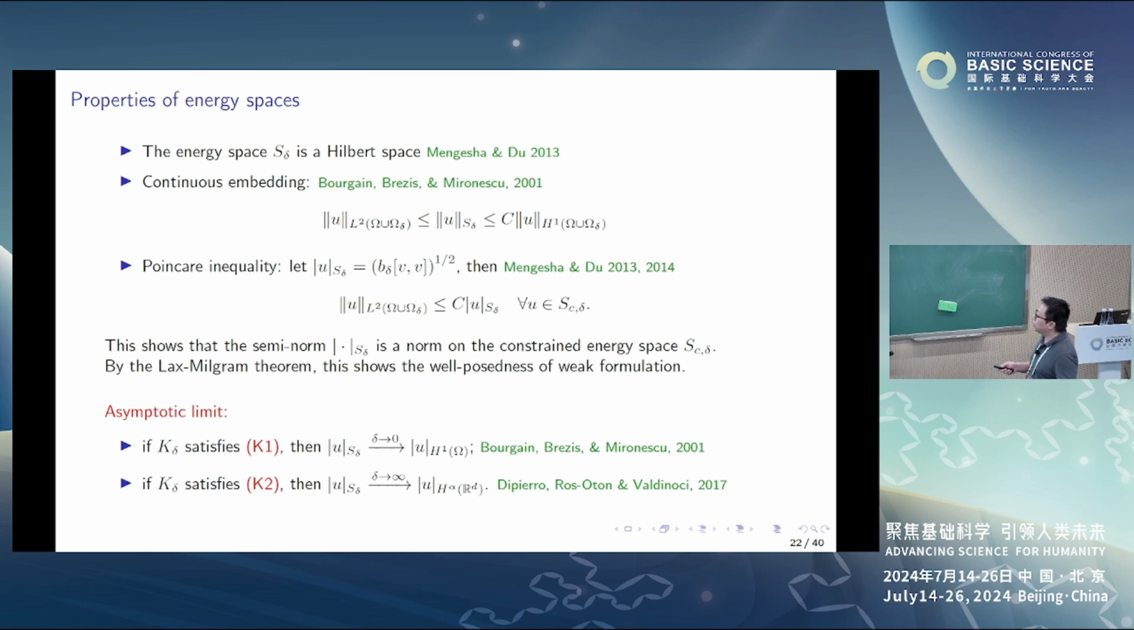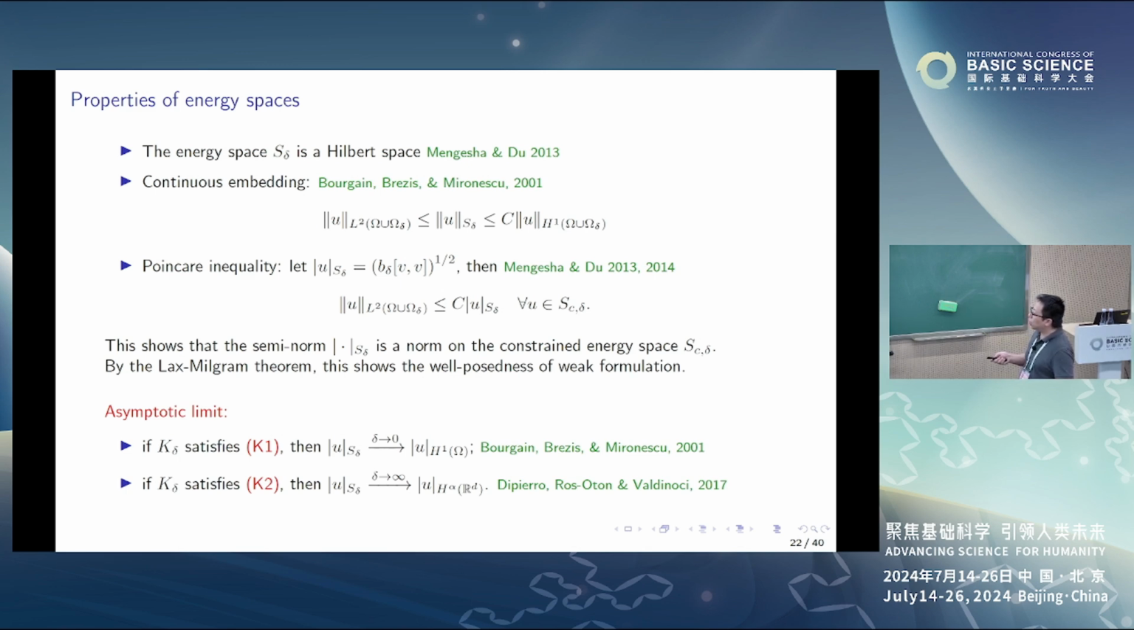And we have the nonlocal Poincare inequality. So you can bound the L2 norm of u using the semi-norm of the energy space. And I want to emphasize this constant C can be independent of delta. So when you change delta, this constant C will never change. And this shows that the semi-norm is actually a norm on the constrained energy space. Then by the standard argument using the Lax-Milgram theorem, we can get well-posedness of the weak problem.